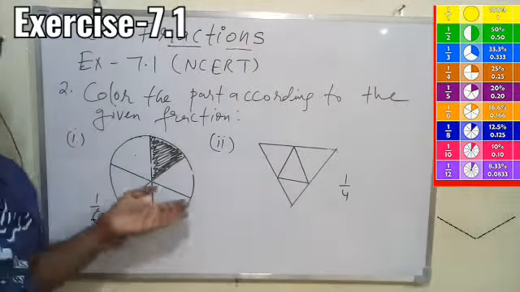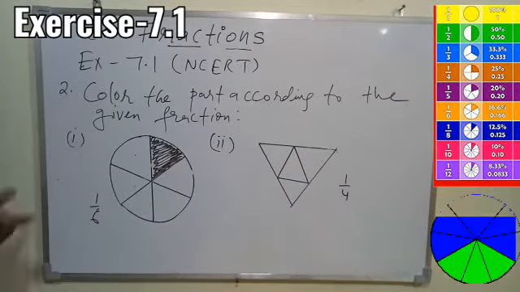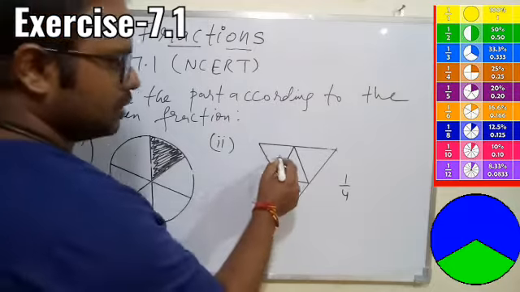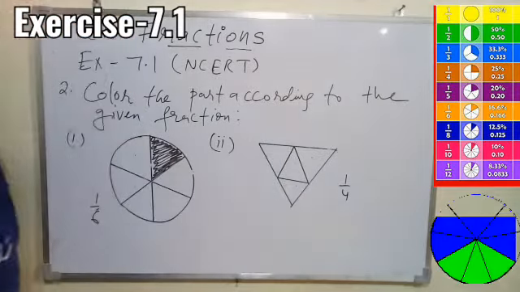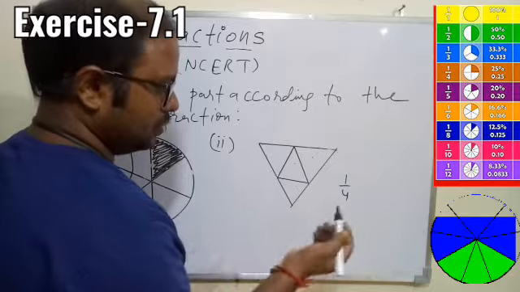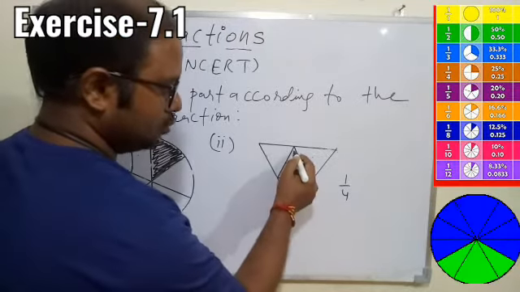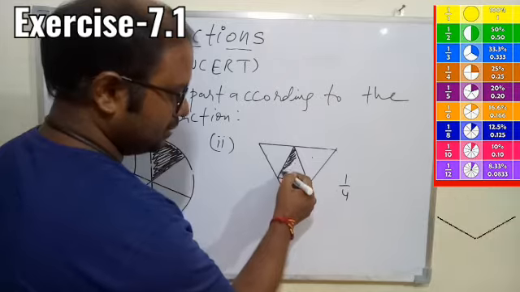So 1/4 means out of 4, 1 has to be colored. 1/6 means out of 6, 1 has to be colored. So here it is 1, 2, 3, 4, and out of 4, only 1 has to be colored according to the fraction given to you. So any one you can color. I can color this one, the center one, this one, this one. So let the center be colored.